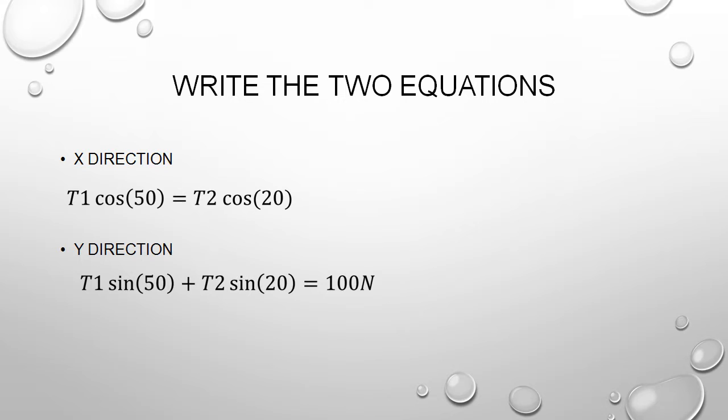Now for the y direction, we know that the summation of the y components of T1 and T2 would equate to the gravitational force of the object, which is 10 kilograms times the acceleration of gravity. I know it's 9.81, but we assume in this case it's 10 to simplify it, so we get 100 newtons.